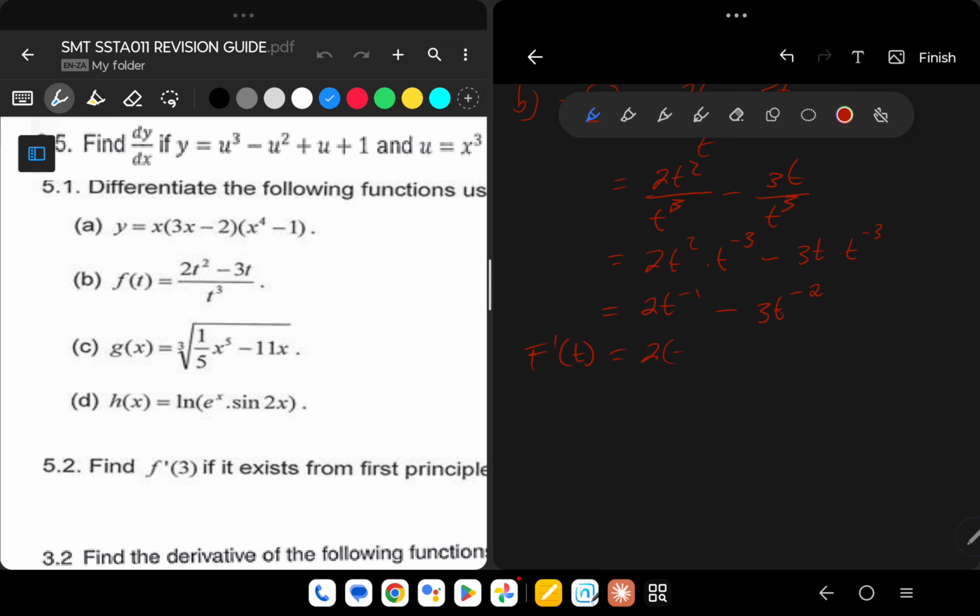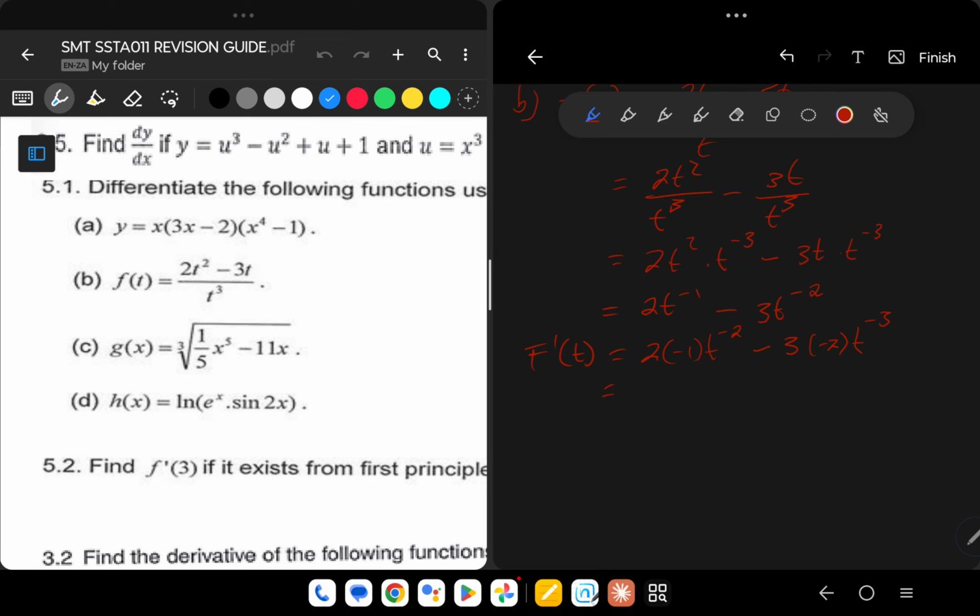So it's just you bring the exponent down and then you minus 1 from the exponent, which is just going to be -2, and then you subtract what? The constant, you keep it outside, and then you bring the -2 down, and then you subtract 1 from the exponent, which is just going to be -3. So that is how it is, and then you continue to simplify it.